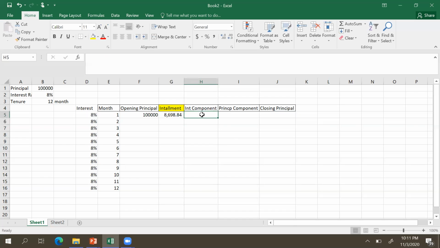Okay. So what is the interest component of the EMI? I told you how to calculate it. What was the principal opening at the start of the month was this, and what will be the interest? It is 8% but divided by 12. Okay. So this is the interest component. So what will be the principal? That will be the installment minus the interest component. Okay. And the closing principal is the opening principal minus the principal that has been recovered in this particular EMI installment.